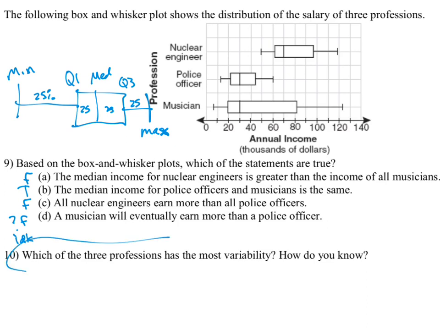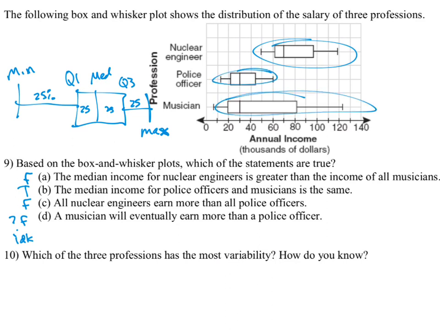But let's go to question 10. And then we'll go to our next section. 10. Which of these three professions has the most variability? Well, variability is a measurement of how spread out the data is. We'll look at these, kind of look at how spread out these data are. Well, it's looking like this bottom one is the most spread out.